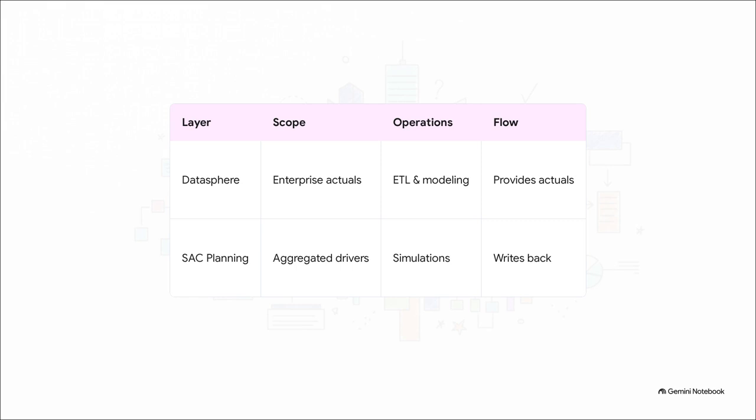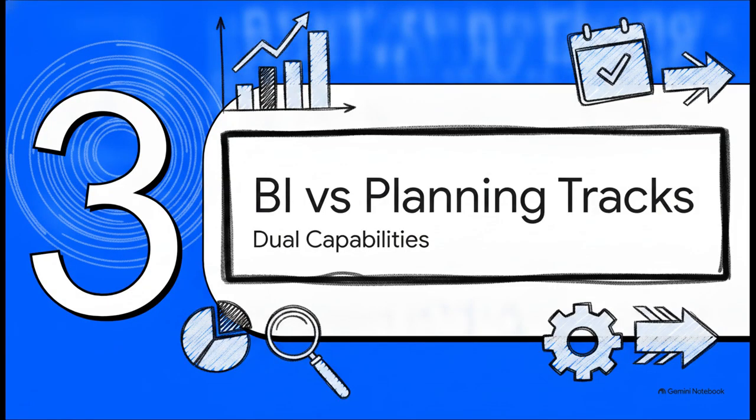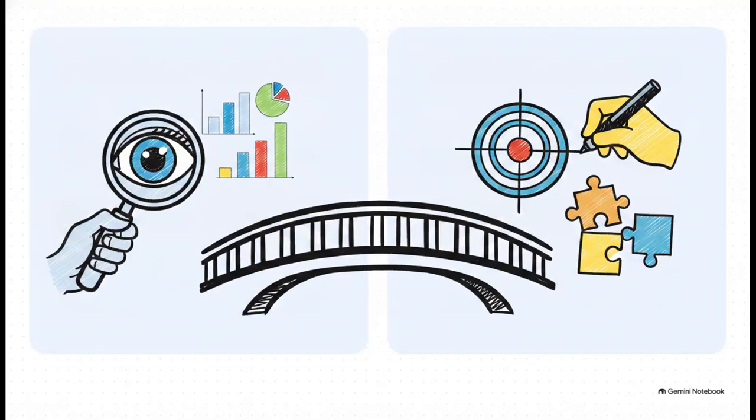It's a perfect loop. That brings us to Section 3, BI versus planning tracks, utilizing dual capabilities on one platform. Now, SAP Analytics Cloud is actually pretty unique because it bridges historical reporting with forward-looking decision-making by maintaining two very distinct capability tracks on a single SaaS platform.